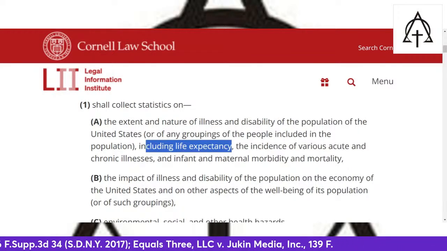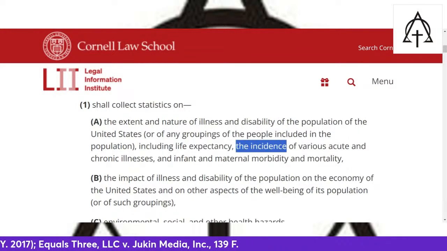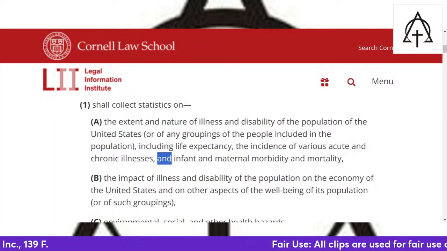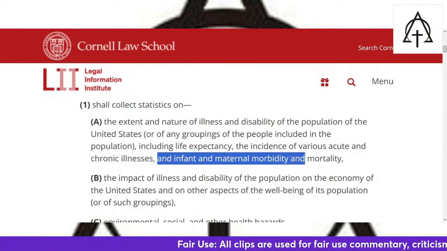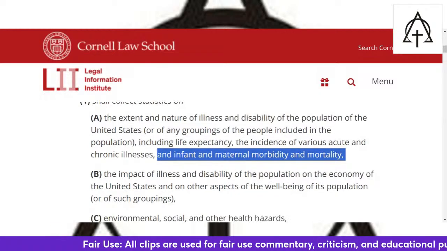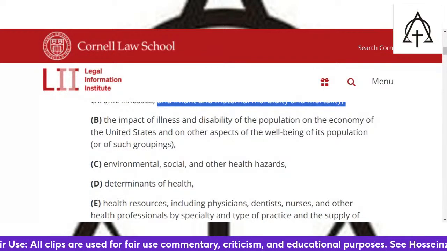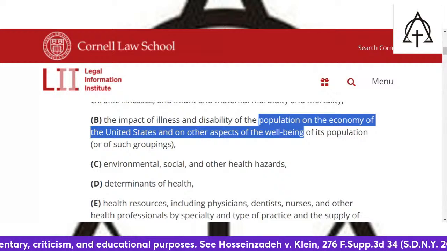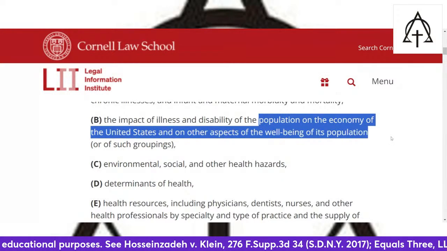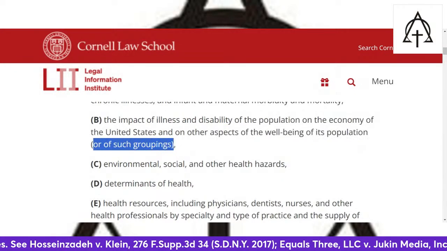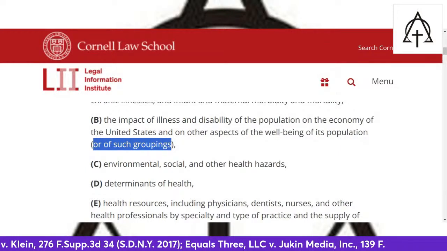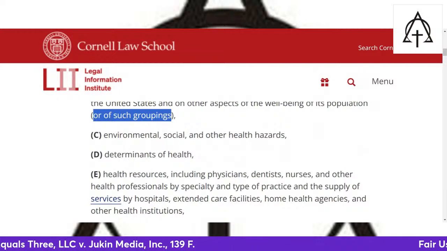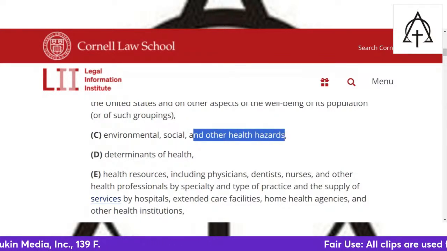Including life expectancy, the incidence of various acute and chronic illnesses, and infant and maternal morbidity and mortality. The impact of illness and disability of the population on the economy of the United States and other aspects of the well-being of its population or of such groupings. Environmental, social, and other health hazards.